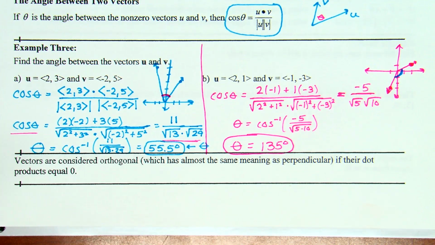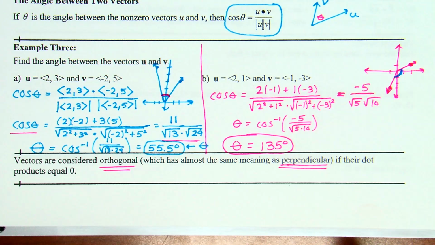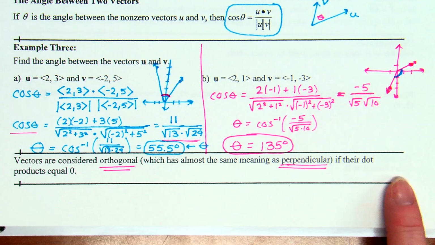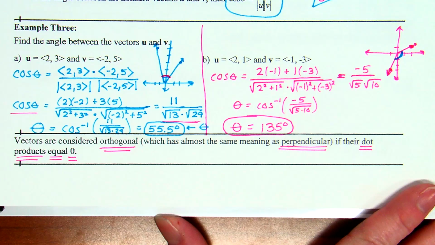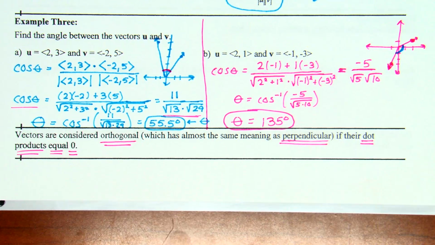Okay, so anyways, not about the pronunciation. Vectors are considered orthogonal, which has almost the same meaning as perpendicular, if their dot product equals 0. So orthogonal, what does it say it means? Almost the same meaning as perpendicular. What's perpendicular? A 90-degree angle. So vectors that are orthogonal basically meet at a right angle. And how do we show that? Dot products equal 0. If their dot product equals 0, you know that two vectors are orthogonal, or in other words, perpendicular.